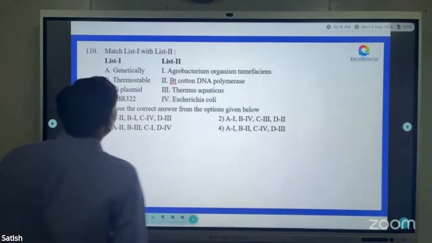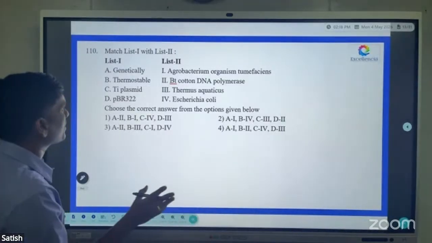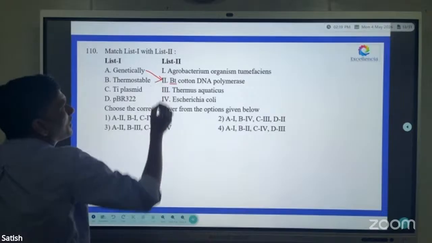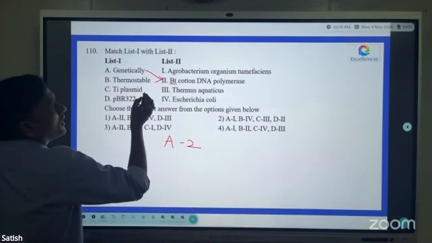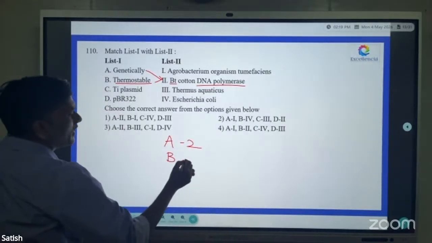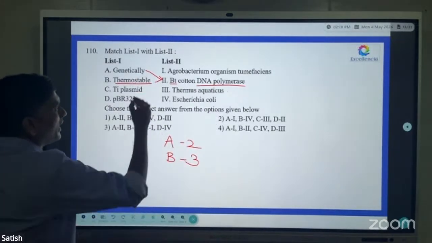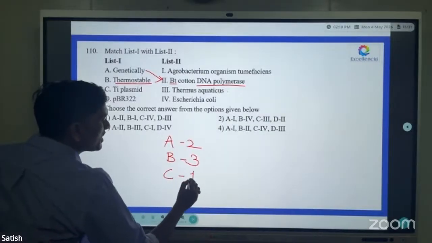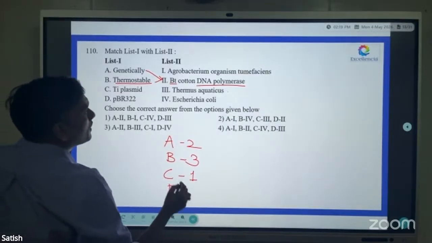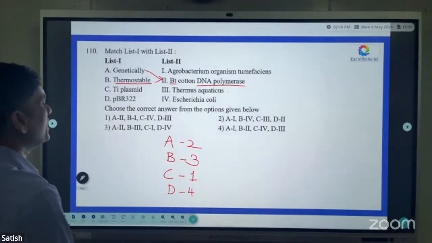So this is also one of the matrix matching type questions related to both biotechnology principles and biotechnology applications, 2 chapters. So the genetically modified organism, it is BT cotton, A2. Then thermostable DNA polymerase enzyme, B3. It is extracted from a thermophilic bacterium called Thermus aquaticus. Ti plasmid, Agrobacterium tumefaciens. It's a soil bacterium. Then pBR322, 4 equally. So 2314 is the answer.